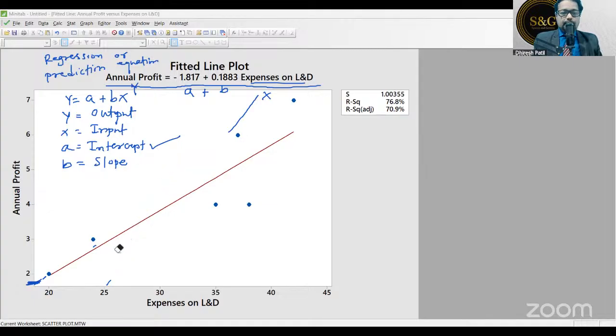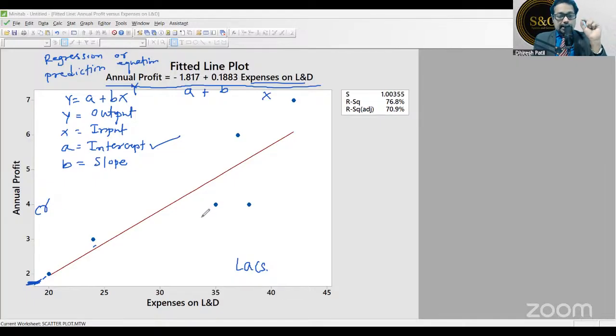What is the slope? Let's understand this. Expenses in L&D, if you remember, I mentioned that it is in lakhs of rupees. And the profit is in crores of rupees. Understand this. Expenses किस में है? Lakhs में है. Profit किस में? Crores में है.